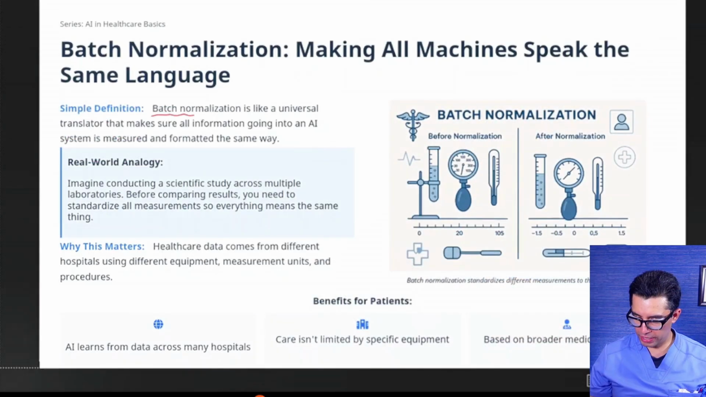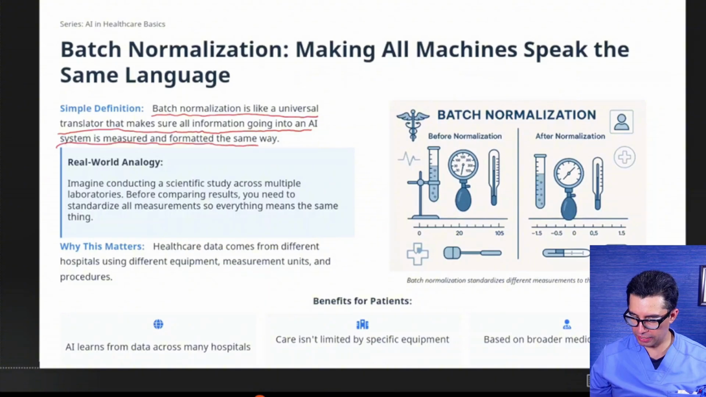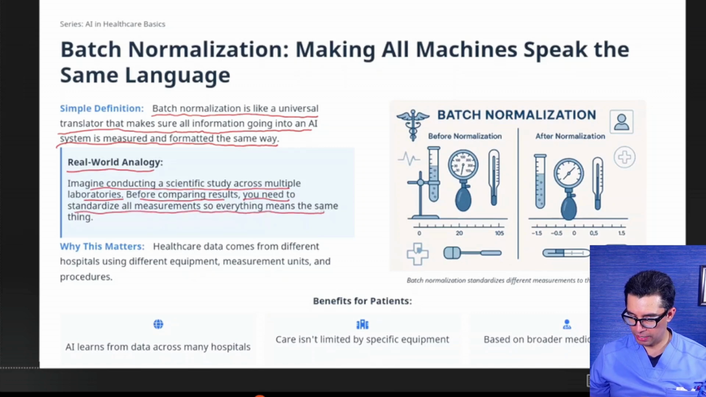Now, let's give you a simple definition. Batch normalization is like a universal translator that makes sure all information going into an AI system is measured and formatted the same way. So, real world analogy. Imagine conducting scientific studies across multiple laboratories. Before comparing results, you need to standardize all measurements so that everything means the same thing. All right, that needs to be important. Now, why is this important, of course, in healthcare?